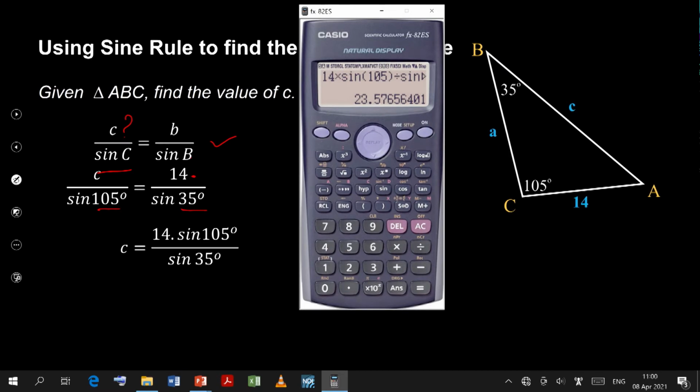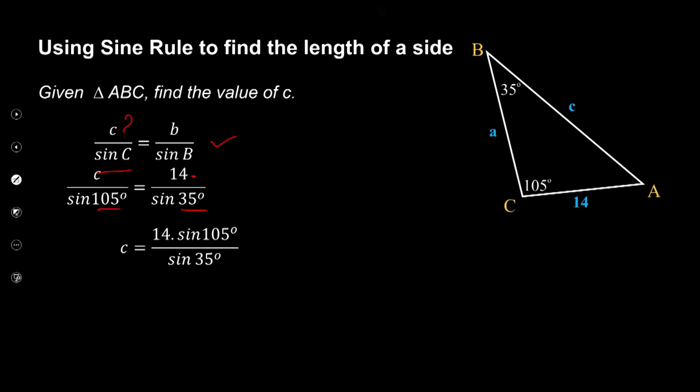But we want to round off our answer. So if we're rounding off, we're going to end up with 23,58. And so our value for C is 23,58.